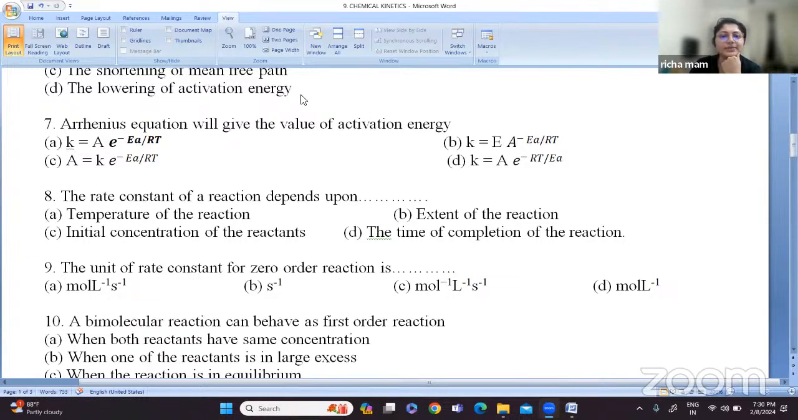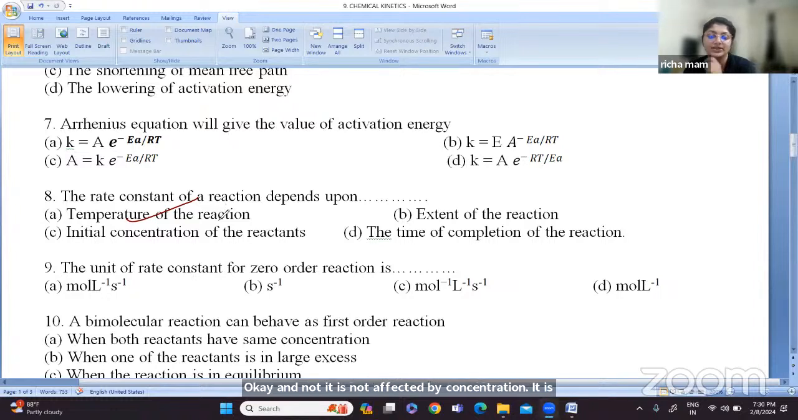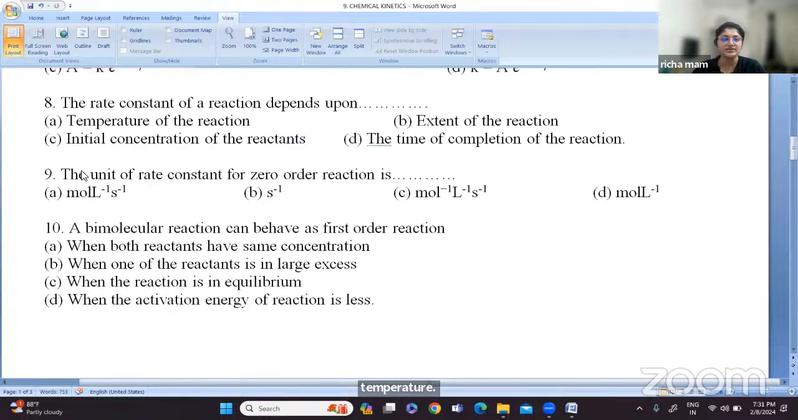Students, it depends only on the temperature of the reaction. It is not affected by concentration. It depends only on the temperature. They have asked you rate constant, not reaction rate. So the rate constant of a reaction depends on the temperature and not on the initial concentration. So option number A is the right answer.